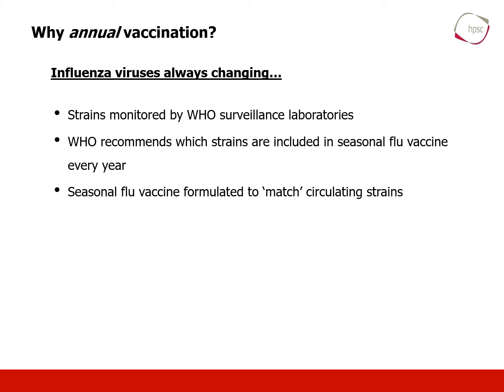Why do we have to take the vaccine annually? Because, as we said, there is the antigenic drift and the antigenic shift. It is mostly because of the antigenic drift, which introduces point mutations over the years.